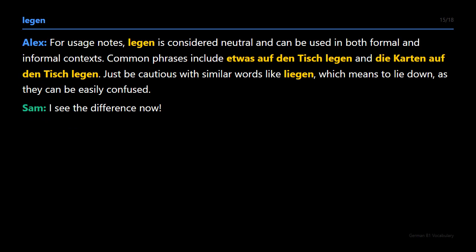Common phrases include etwas auf den Tisch legen, and die Karten auf den Tisch legen, just be cautious with similar words like liegen, which means to lie down, as they can be easily confused. I see the difference now.